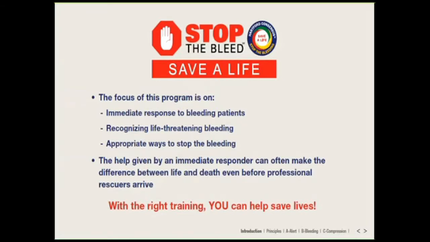All right, so some of the slides from the actual bleeding control course. Again, this is part of the Stop the Bleed campaign from the Hartford Consensus. The focus of the program is creating immediate responders to bleeding patients. Part of that is recognizing what is life-threatening bleeding and what is not. What are appropriate ways to stop bleeding? And again, it's the idea that people want to help. People want to save lives, and they just need the training and the resources to do that.